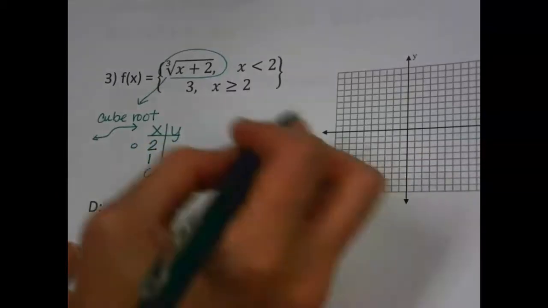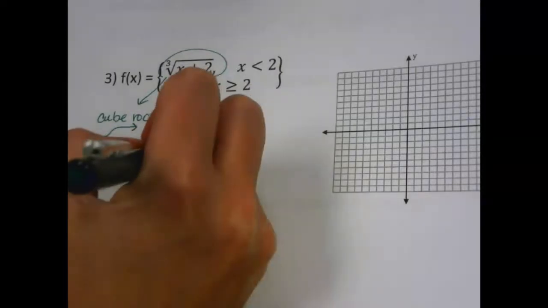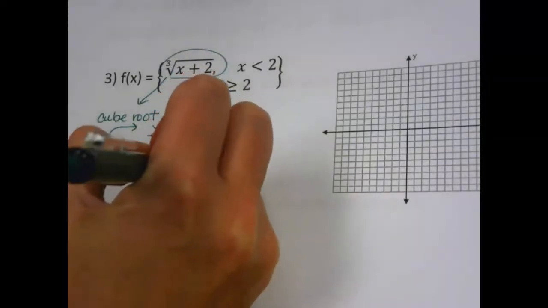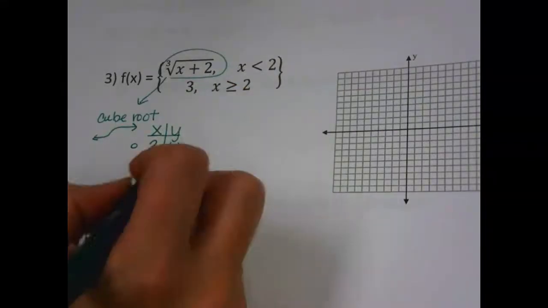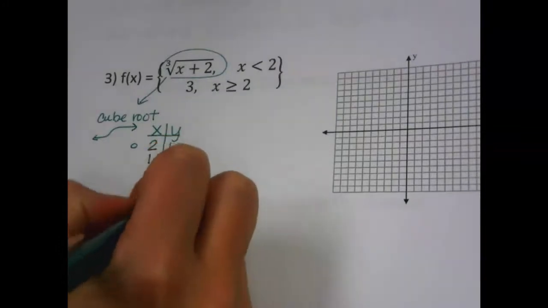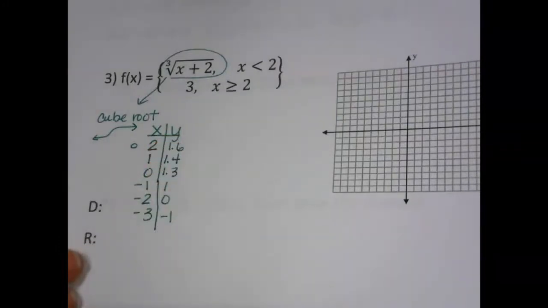So we go and find those values. We get 1.6, 1.4, 1.3. You can see all of those are really close together, so they really wouldn't tell us much of the shape, most likely. So we get down here, 1, 0, negative 1.